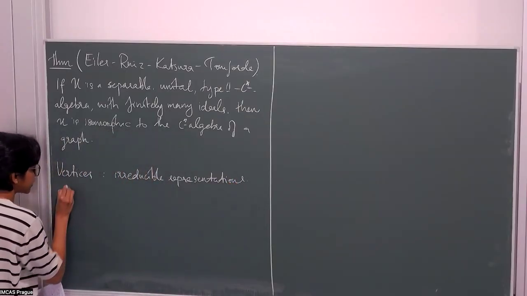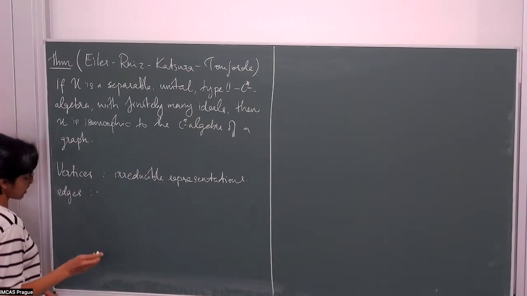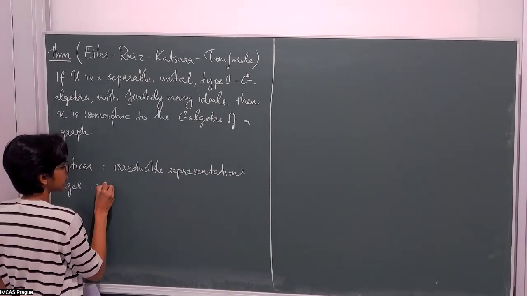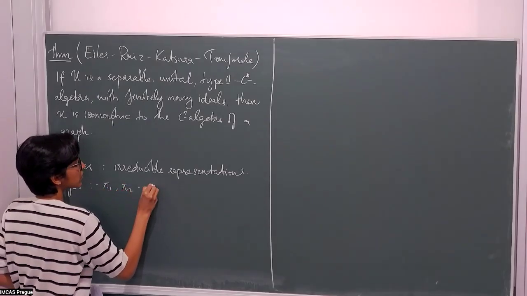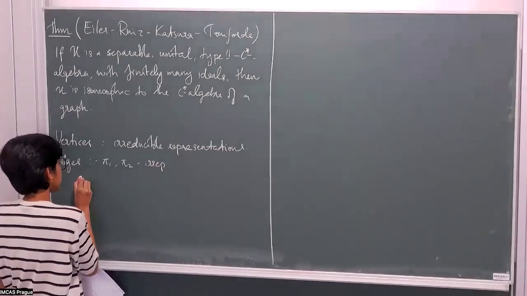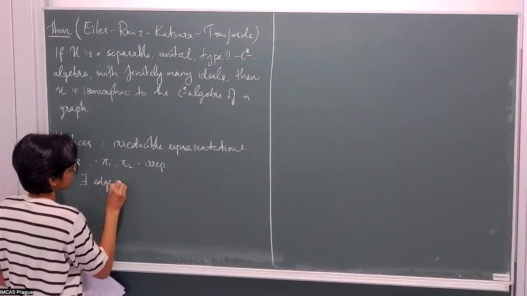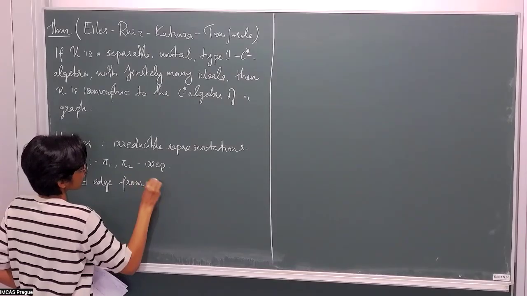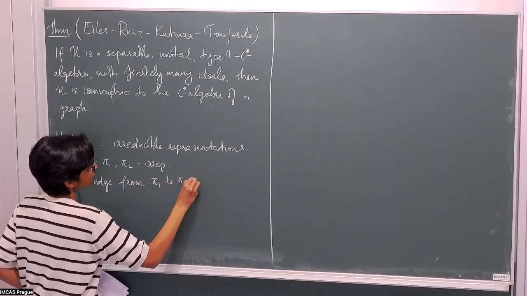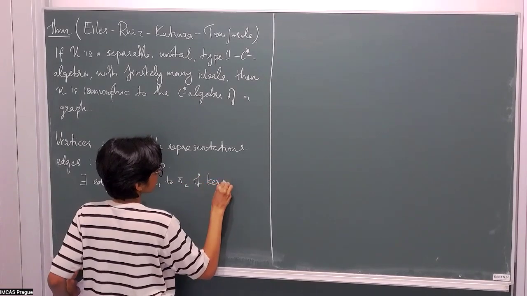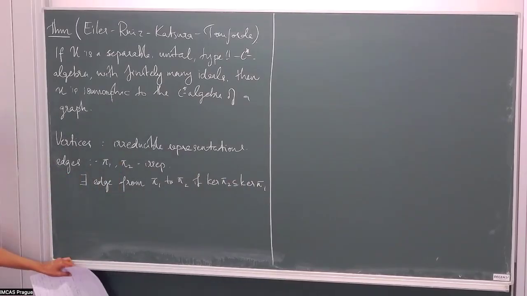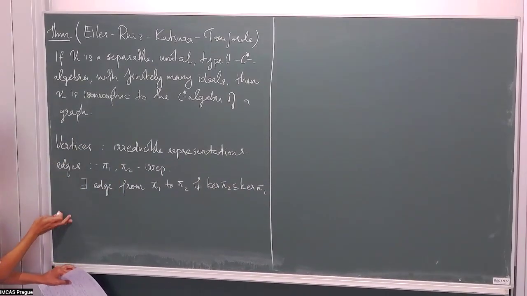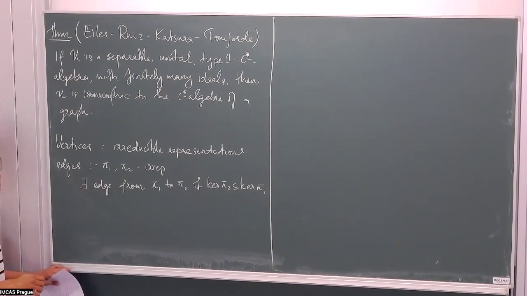And edges are going to be given by, if I have two representations, pi1 and pi2, then there exists an edge from pi1 to pi2 if the kernel of pi2 is contained in the kernel of pi1. So this is the information that we need. We need to know all the irreducible representations, and we need to know the inclusion relations among the kernels.